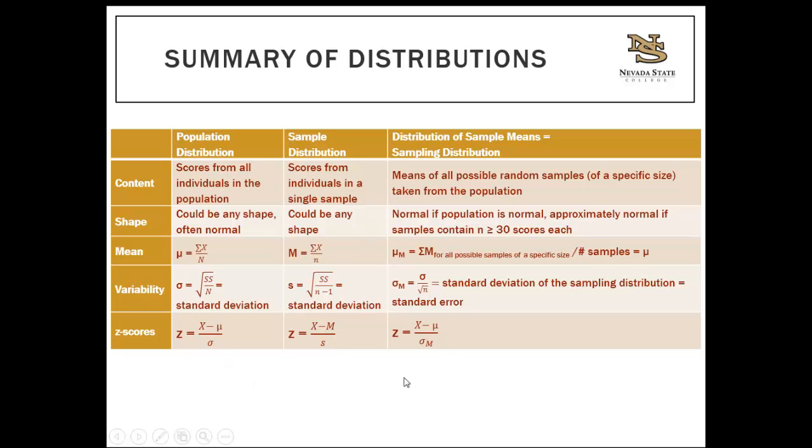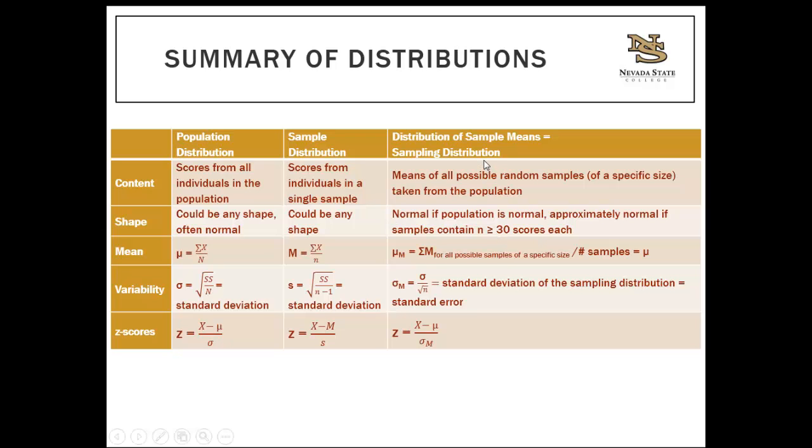Well, now we've switched focus to this distribution of sample means. So instead of looking at scores, we're looking at all of the means for all possible random samples of a specific sample size taken from the population. And remember, the shape is going to be normal if the population is normally distributed, or if you have 30 or more scores in your sample. Again, the only way you're going to have a skewed sampling distribution is if you have a skewed population and a sample size less than 30.